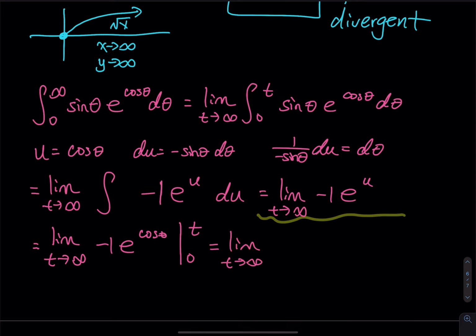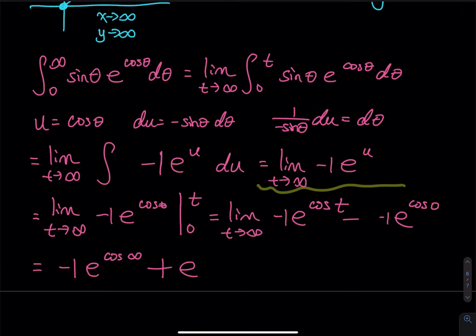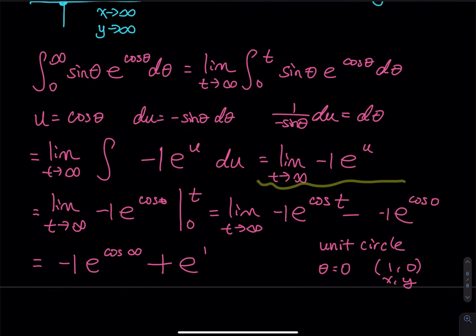Alright, and then we plug in the t, so we have negative 1 e to the cosine infinity, right? And then minus negative is a plus, e to the cosine of 0 is equal to what? Because when you look at the unit circle, when theta is equal to 0, at the origin, what is the coordinate of the point on the circle? The coordinate is x equals 1, y equals 0, right? So cosine is x, so we have 1. So e to the 1 is just a constant value.